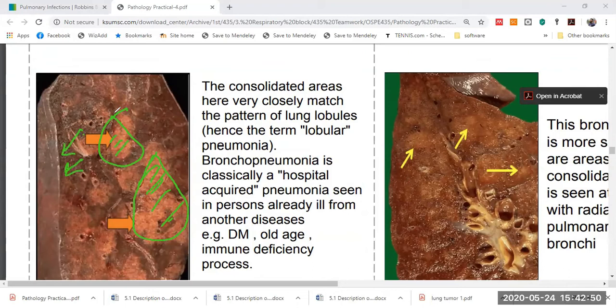So the key characteristic found in pneumonia, especially bronchopneumonia, is that there are patches. In bronchopneumonia, the patches are all around the lung, whereas in lobar pneumonia, the patches may be constricted to either the lower lobe or the middle lobe. It depends upon the anatomical site.